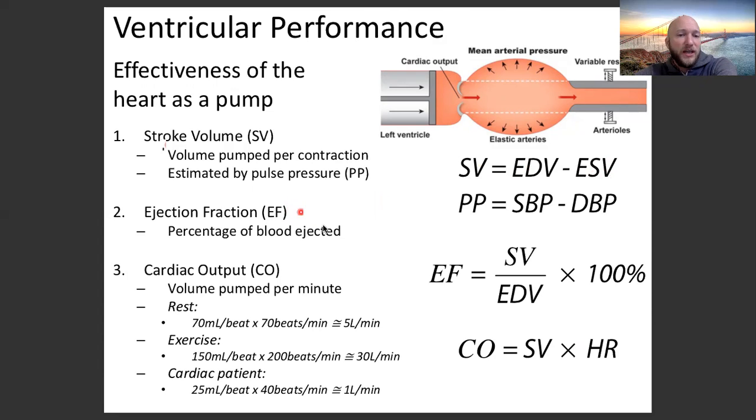Ejection fraction, EF, is the percentage of blood ejected. So we need to do a percentage. EF is equal to stroke volume over end diastolic volume times 100 to get our percentage. Stroke volume is how much is pumped out, and end diastolic volume is the amount in a completely full ventricular chamber.